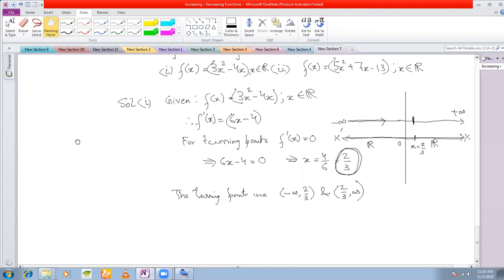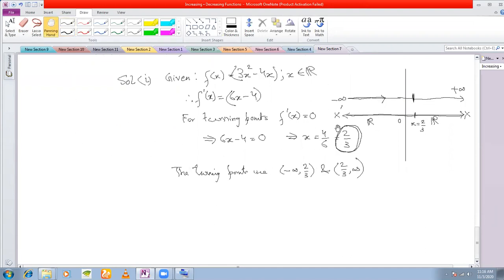So this entire line is divided into two parts: minus infinity to 2/3 and 2/3 to infinity. Now we'll check in these two intervals whether the function is increasing or decreasing. What you do here is, we have f dash x is equal to 6x minus 4. Now you consider the first interval.